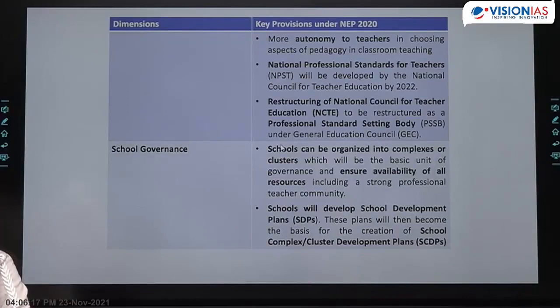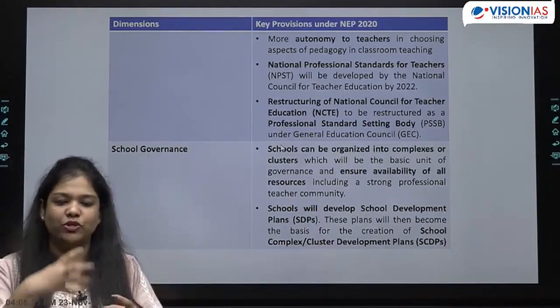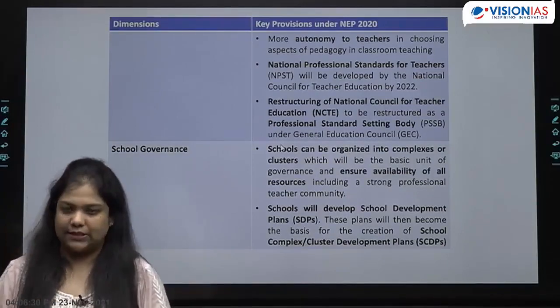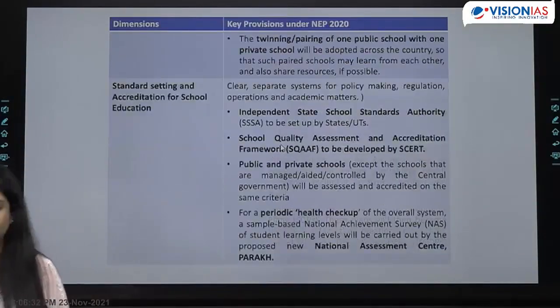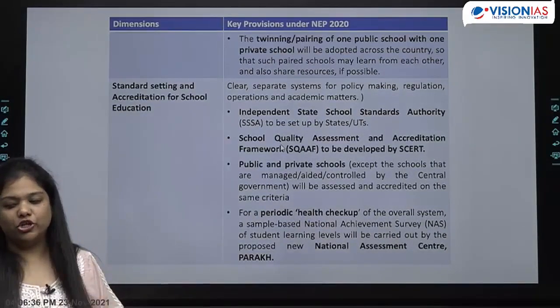Then with respect to the governance, the schools would be organized into complexes or the clusters. And in order to ensure, इस तरह से भी हम कर सकते हैं that a private school is being clubbed with the public school and there can be exchange of good practices. ठीक है? So all of that would be ensured. This is what I meant. Twinning or pairing of one public school with the private schools.